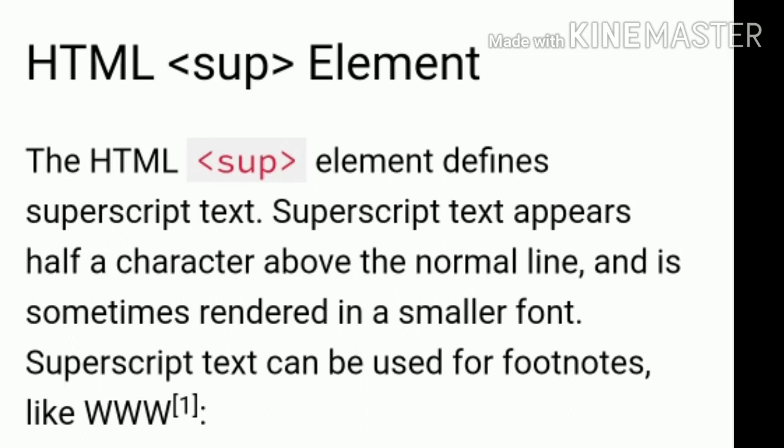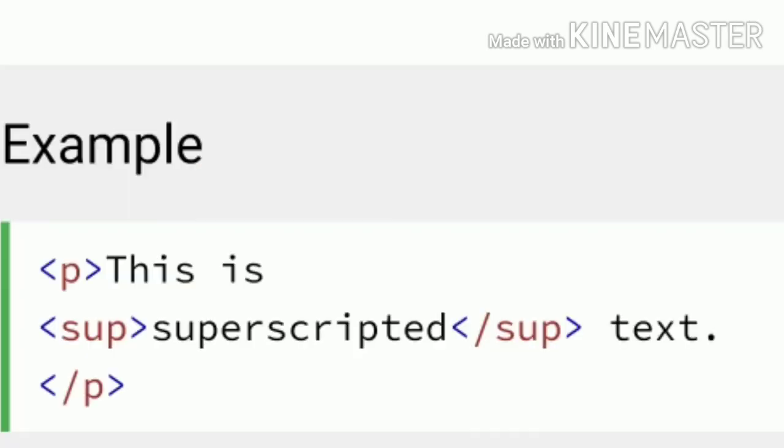After that you can add a paragraph. Open the SUP tag. After then you can write the superscripted text, closing the SUP tag, closing the paragraph p tag. After then you can close the body tag. After then you can close the HTML tag. You can run this program. It gives the output like this: this is superscripted text. It is given at the top of the element.